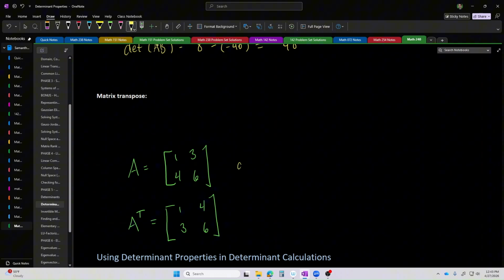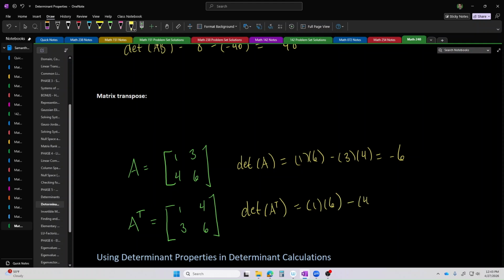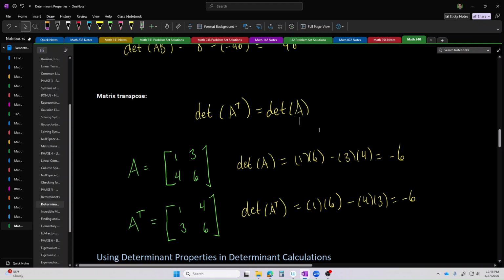If we calculate in this example the determinant of the matrix A, it would be in this case 1 times 6 minus 3 times 4, result -6. And if we calculate the determinant of A transpose, which we've written below, this would be 1 times 6 minus 4 times 3, result -6. So in this example, we see an instance of a general property that the determinant of a matrix is completely unchanged when you calculate the matrix transpose. So the determinant of A transpose is equal to the determinant of A.